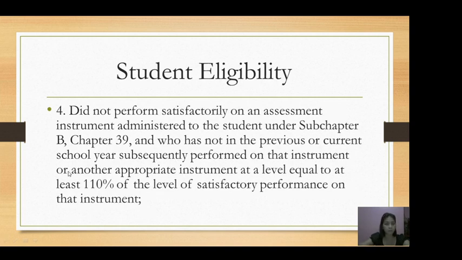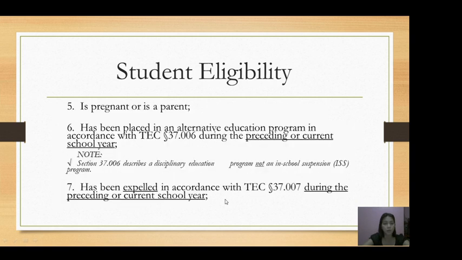Number 4, did not perform satisfactorily on an assessment instrument administered to the student under Subchapter B, Chapter 39, and who has not in the previous or current school year subsequently performed on that instrument or another appropriate instrument at a level equal to at least 110 percent of the level of satisfactory performance on that instrument.